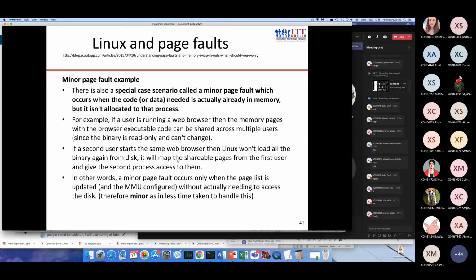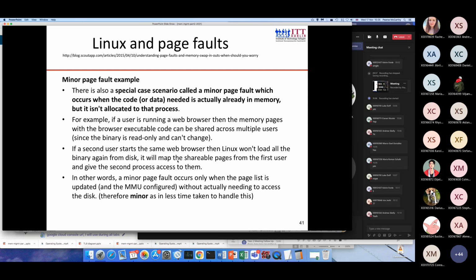The minor one, I will read this again because I think this one is harder to understand. A special case scenario called a minor page fault occurs when code or data needed is actually already in memory. The example I gave you was a DLL. Another example: if a user is running a web browser, then the memory pages with the browser executable code are shared across multiple users, since the binary is read only and can't change. So if I have a server and multiple people can log on to that server and they're all browsing, the browser executable code will be in your DRAM, but multiple people are browsing at the same time.